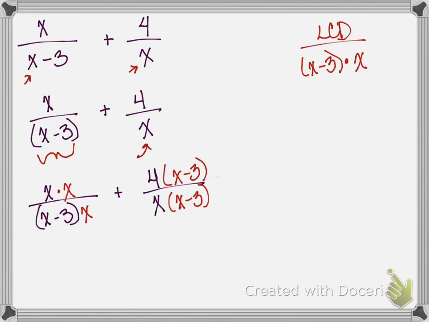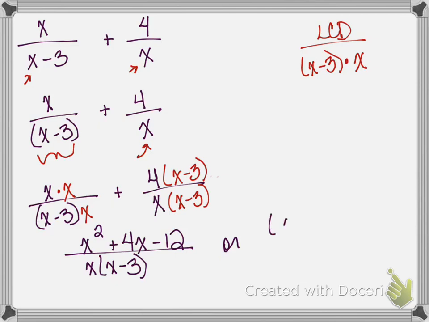Okay? So my denominator is x times x minus 3. My numerator is x times x, which is x squared. 4 times x is 4x. 4 times negative 3 is negative 12. Now, it is fine to leave it like that. That is a reasonable way to leave it. Or you can factor that numerator. That numerator factors to x plus 6 and x minus 2. So either one of those is fine.